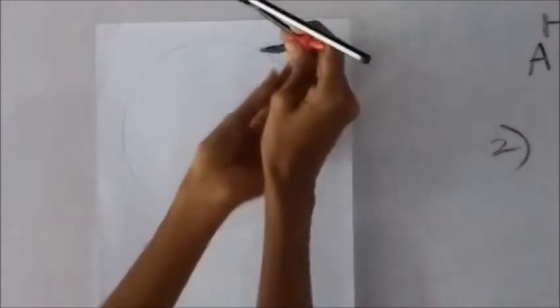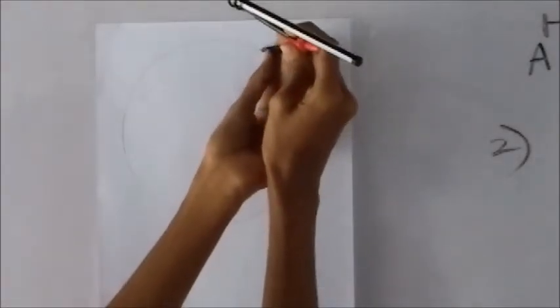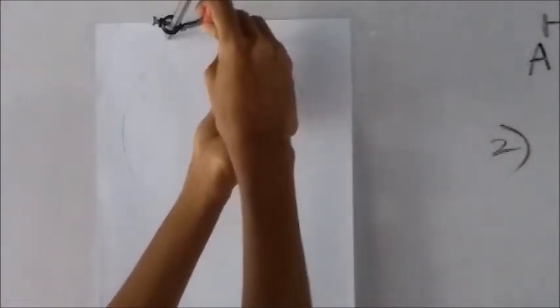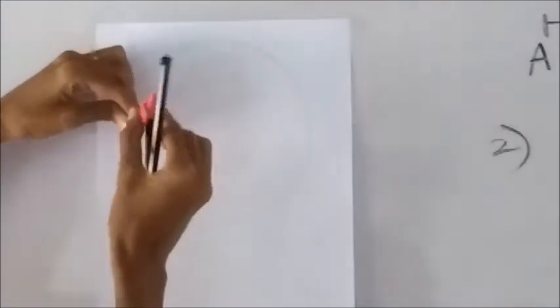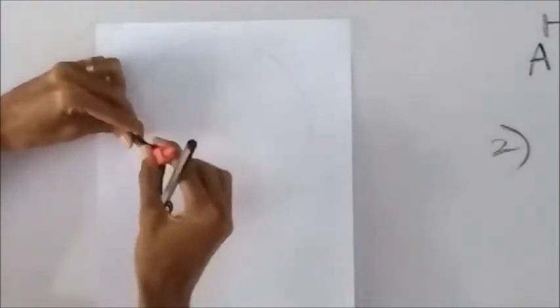Go to that point, keep the middle point there. Draw another arc segment to cut the circle. Likewise, in the order, you can mark the arcs.